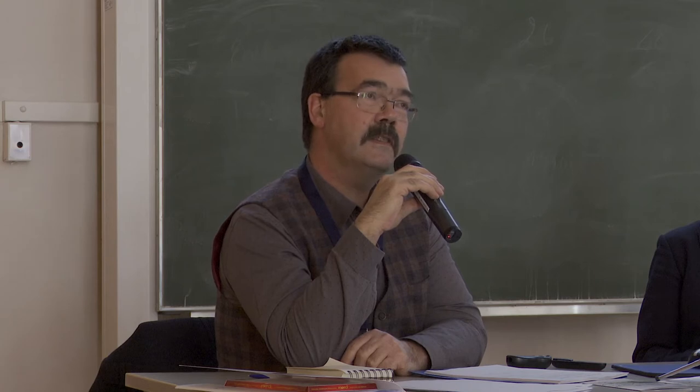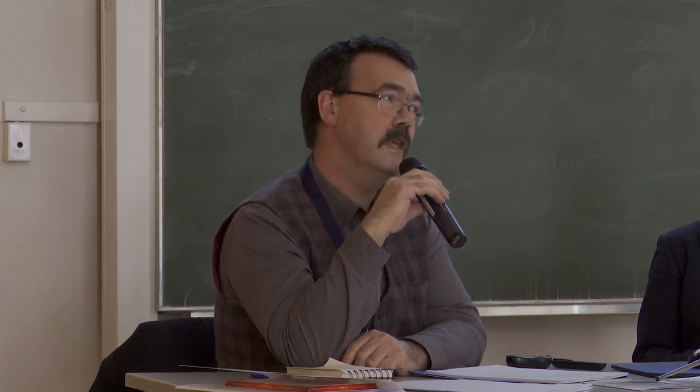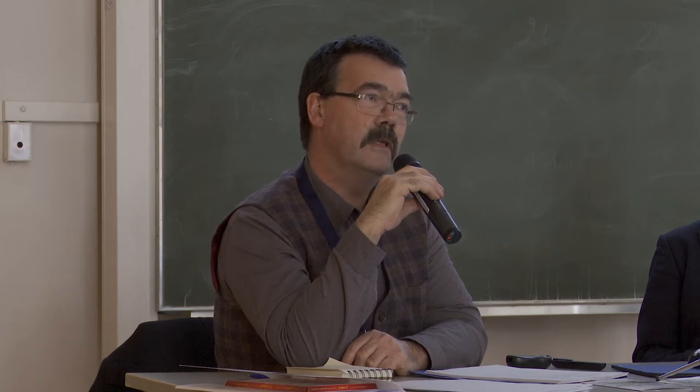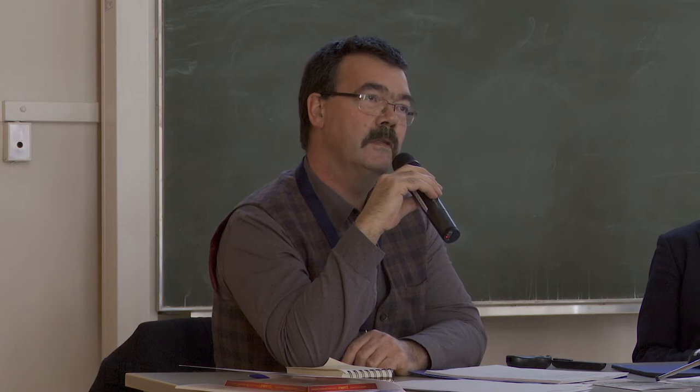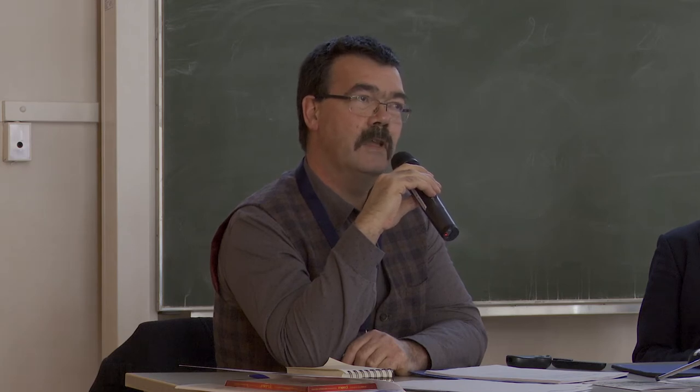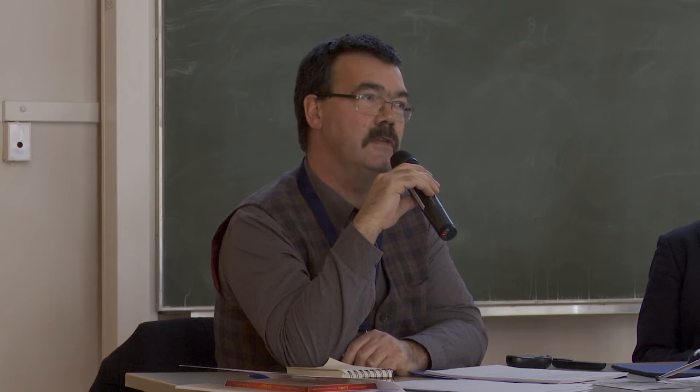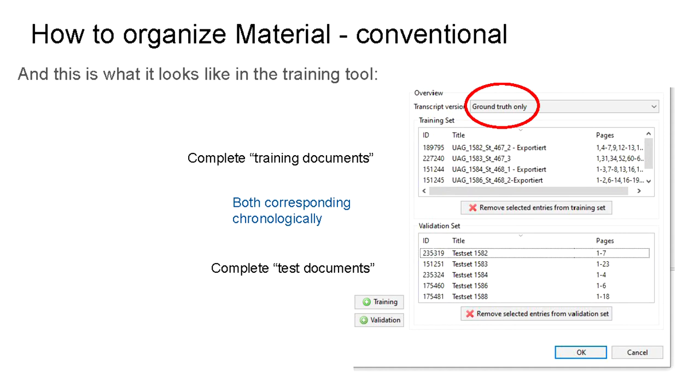The next thing, that's not enough. The next thing is to form corresponding groups of test material and training material. It makes no sense to train a model for the period of 1500 to 1510 and to get a validation set from 1560 to 1570. So the sets must be corresponding in their order. An example, chronological corresponding groups.